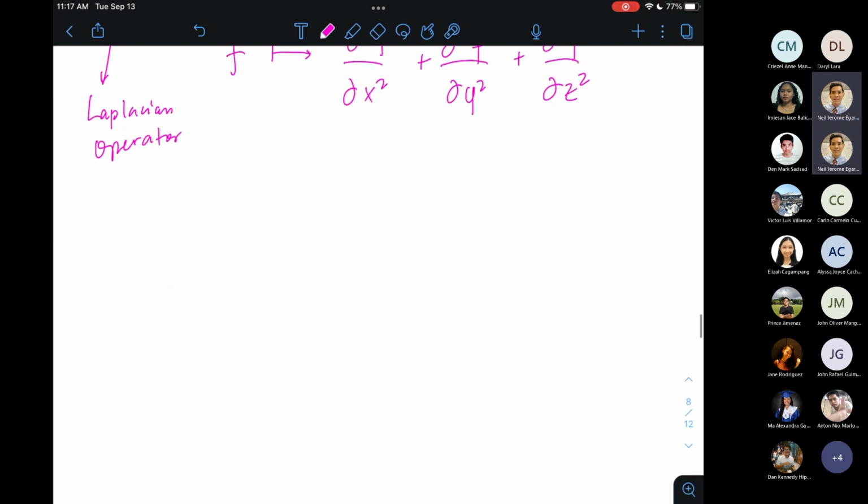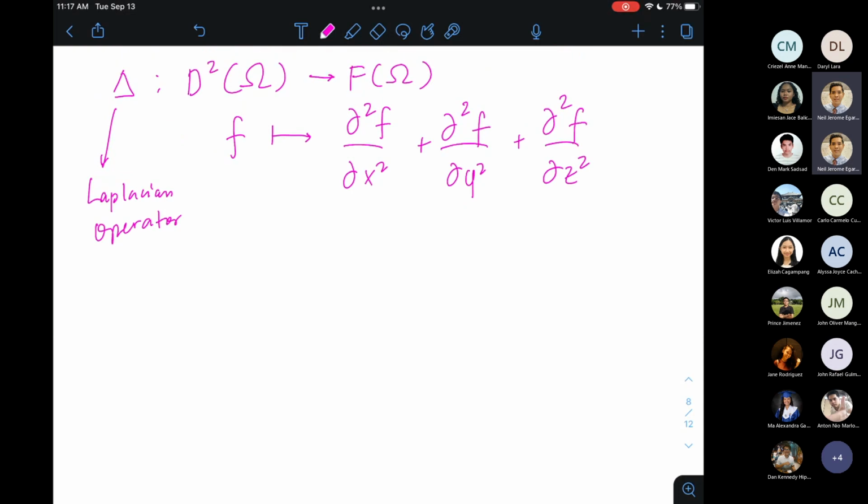So for instance, isang madaling example lang kasi magta-time na pala. Halimbawa, sige nga, madaling function. Ano ba madaling function?